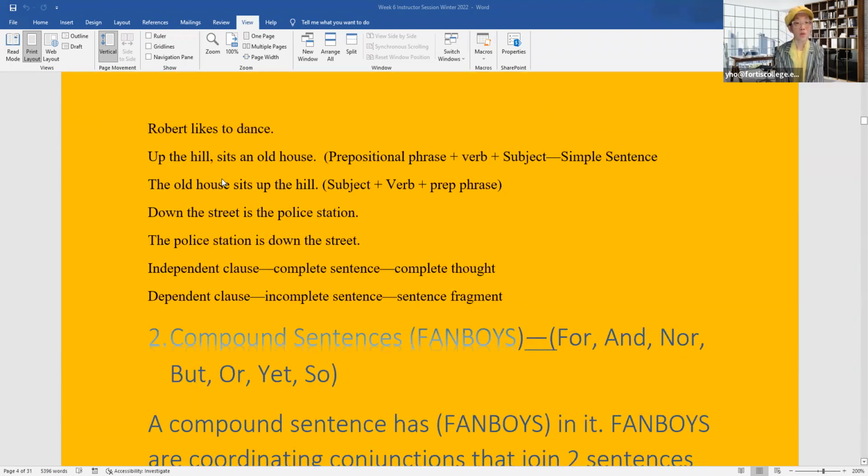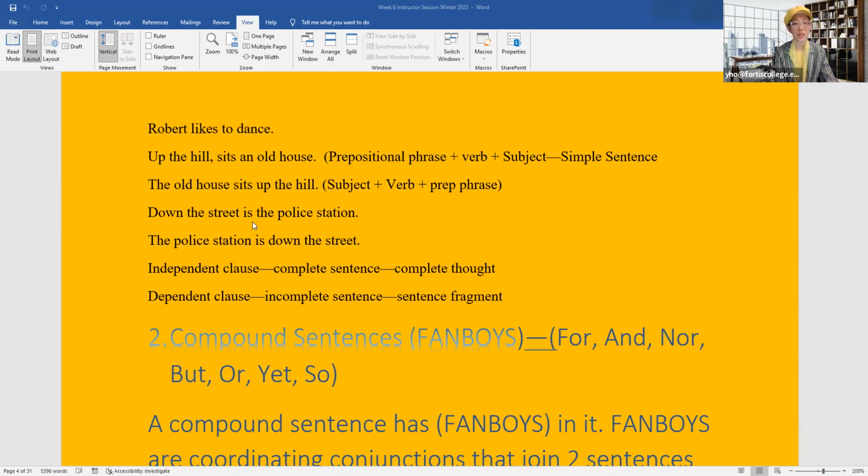Up the hill sits an old house. That's also a simple sentence. Up the hill indicates time and place. And then sits is the verb, and then an old house is the subject. So that is a simple sentence where you have a prepositional phrase, a verb, and a subject. So remember, in this kind of construction, the subject is the last word. So up the hill sits an old house has the same meaning as the old house sits up the hill. So the old house is the subject, sits is the verb, and up the hill is the prepositional phrase.